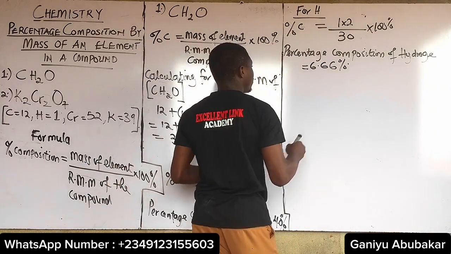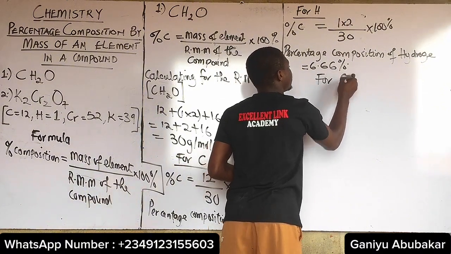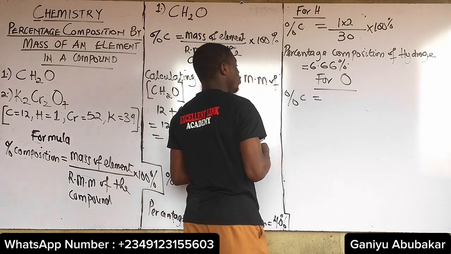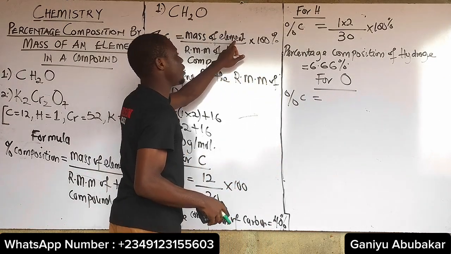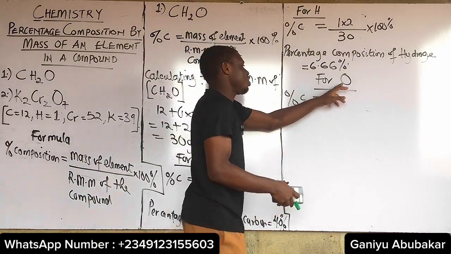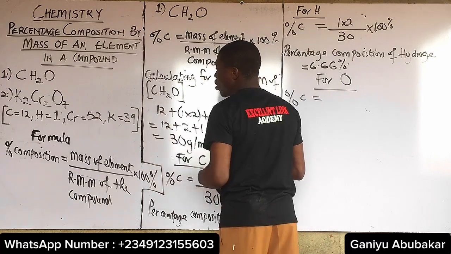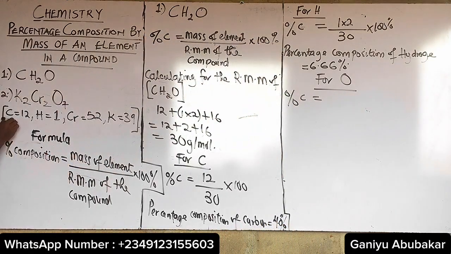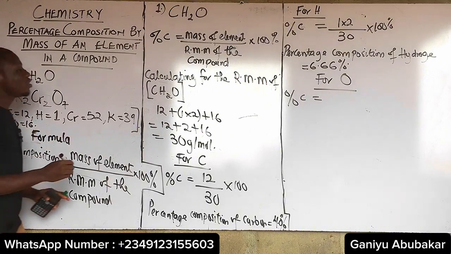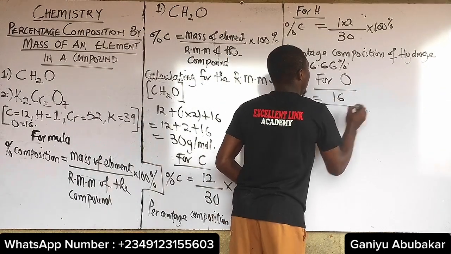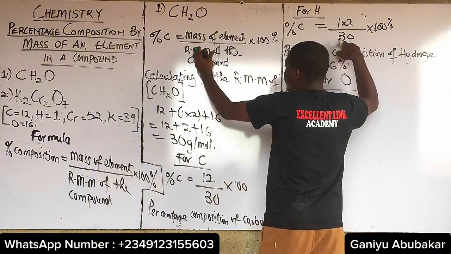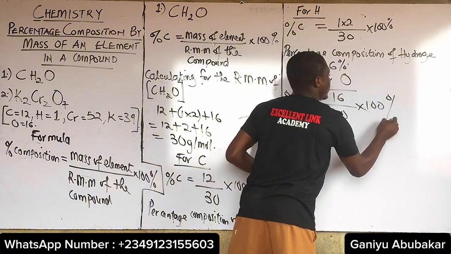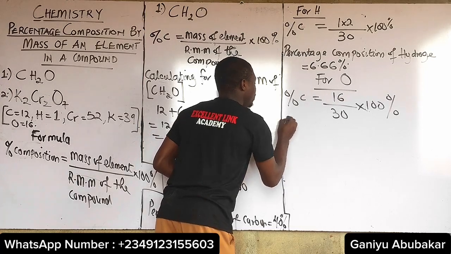Let's get for oxygen. For oxygen, O, we said the percentage composition is equal to what? Mass of the element. Which element are we considering now? That's oxygen. What's the mass of oxygen? Oxygen is 16, right? So I have 16 here, all over 30, which is constant here, times 100%.